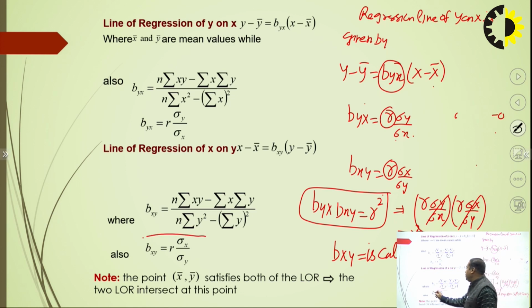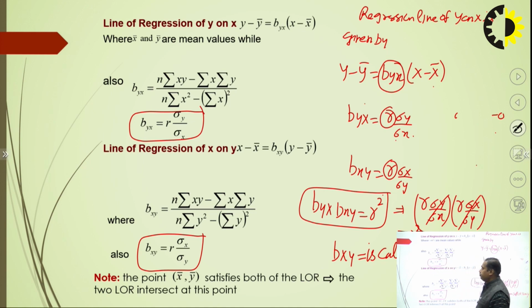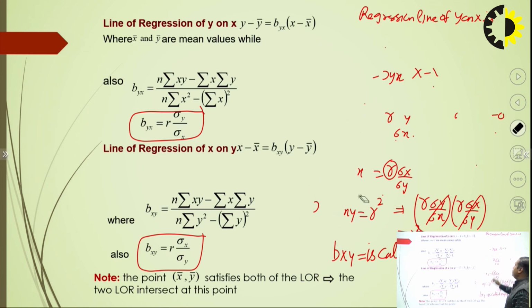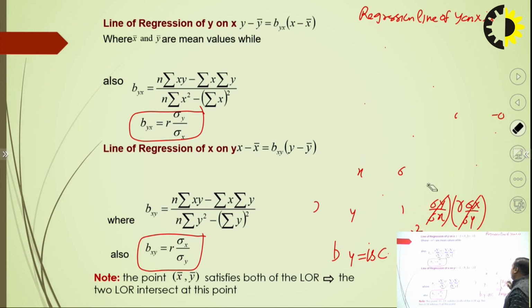Then we establish bxy is equal to r sigma x upon sigma y. But if x and y are given as bivariate data, then we have to establish our relation in terms of x and y. Byx and bxy can also be calculated by the table where x and y are given.